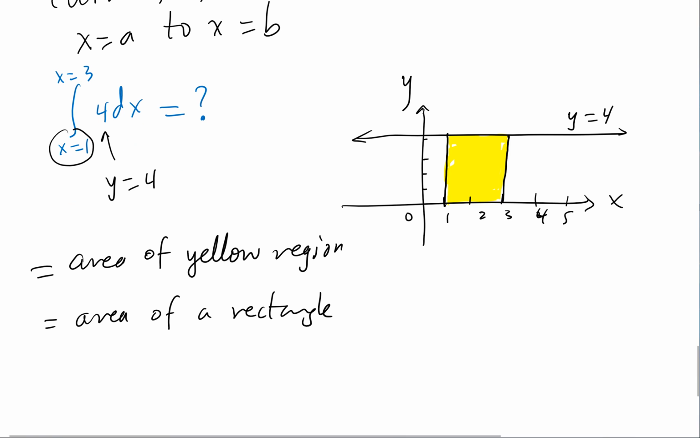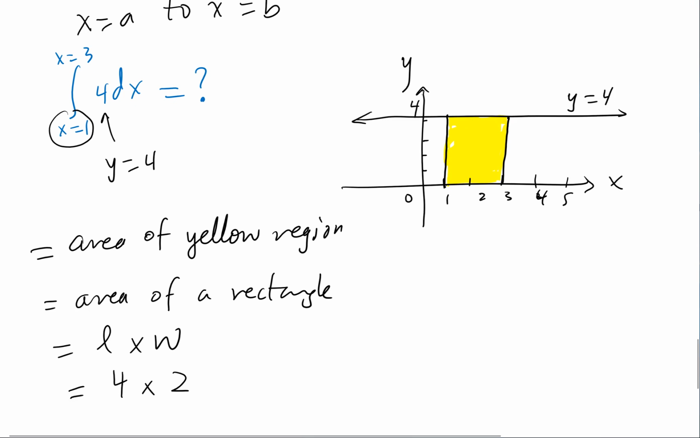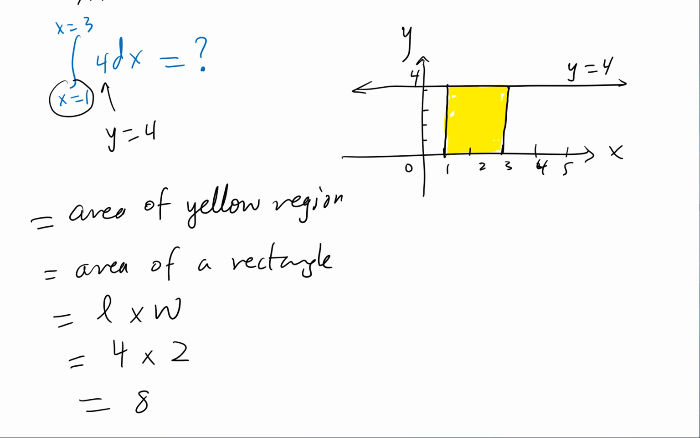And what's the area of the rectangle? It's length times width. What's the length here? It's 0 to 4, that's 4 units, and the width is 2 units from 1 to 3. So that is 8. So the integral that you see in blue up there in the upper left corner, that's 8.